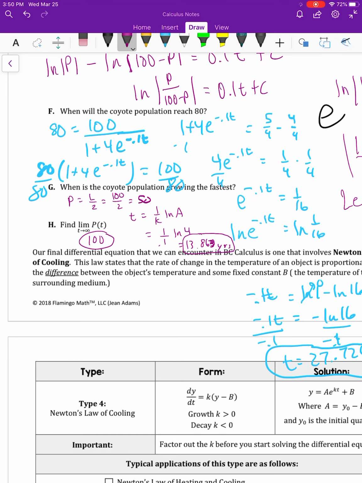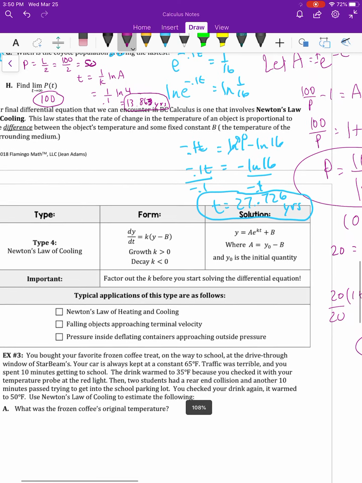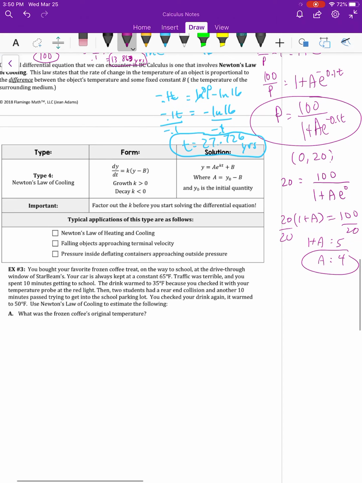And then find the limit as t goes to infinity of P of t. Well, that's easy. That's 100. That's that horizontal asymptote, or your carrying capacity. Okay, so that's the logistic differential equation. The last one that we need to look at is the Newton's law of cooling equation.